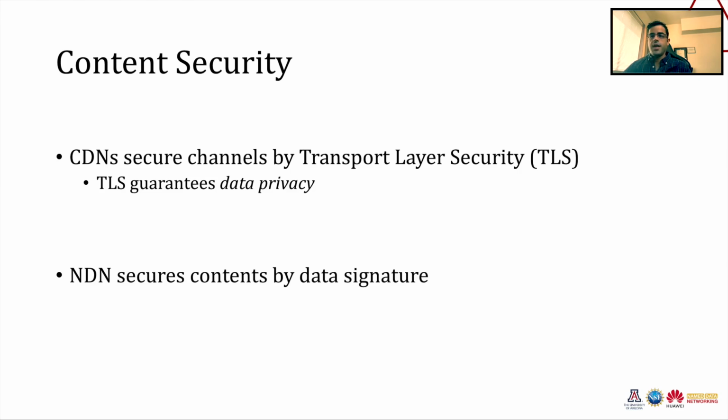NDN, on the other hand, uses a data-centric security model in which every data packet is signed by its producer at the time the content is generated. This way, any content receiver in the network can confirm whether the content's payload is modified and whether it actually belongs to an authorized producer. So NDN guarantees the integrity of every piece of content in the network.